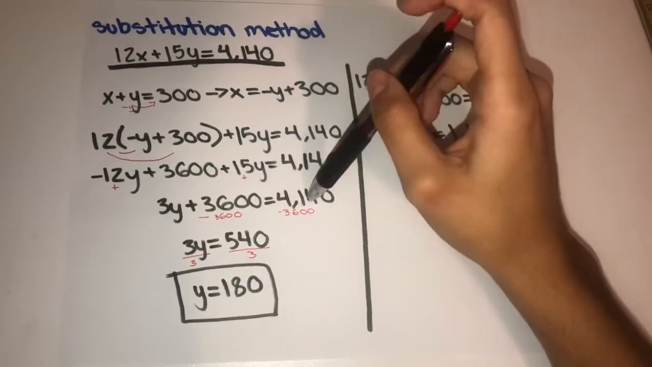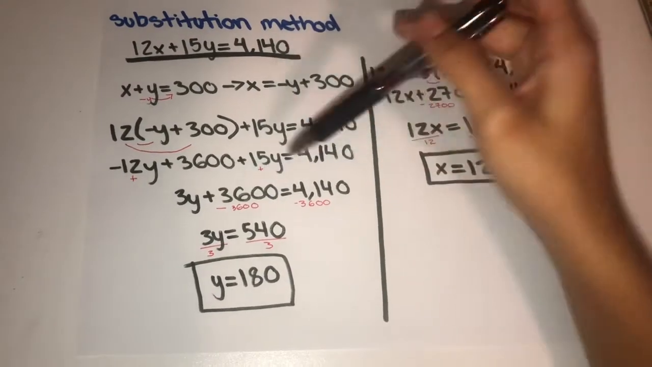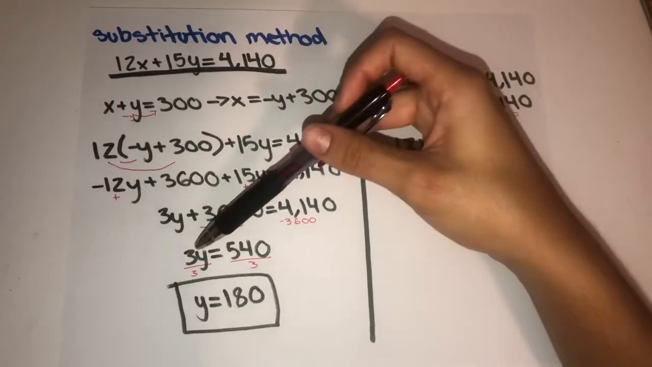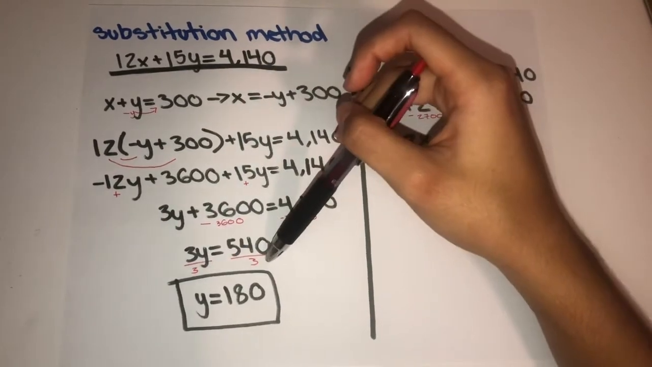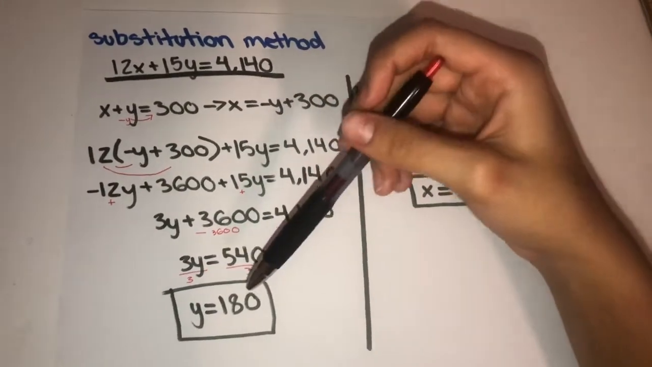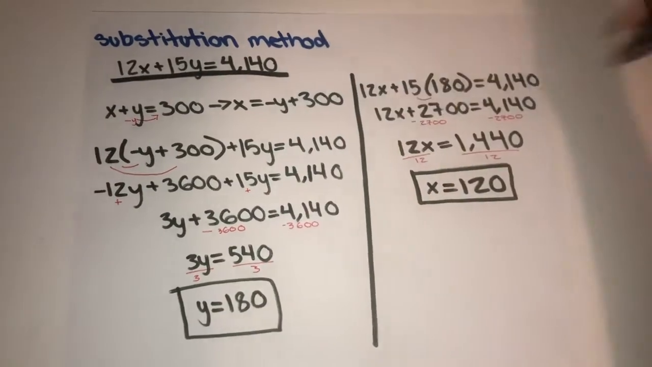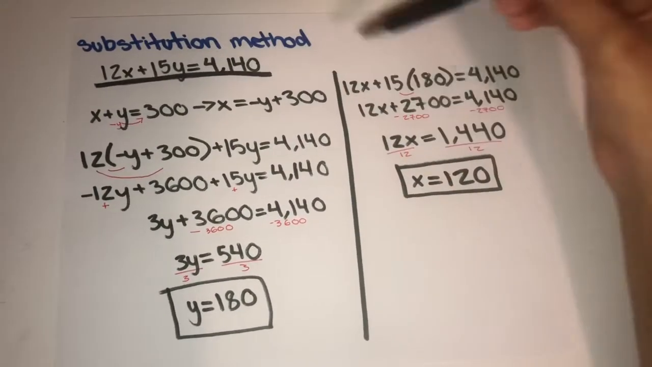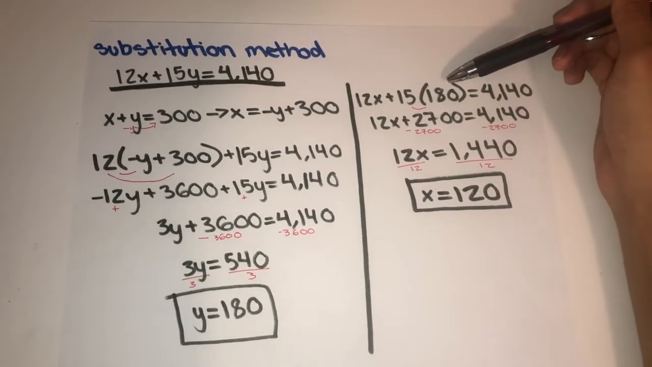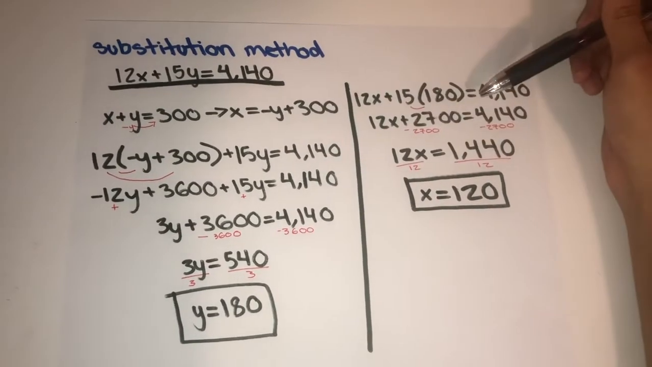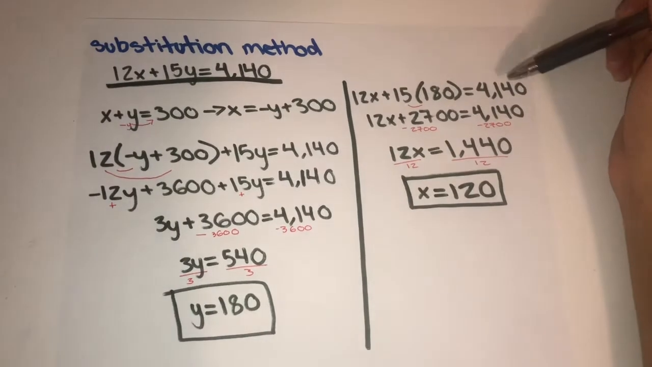So now we subtract 3,600 from both sides, and we get 3y equals 540, and then we divide both sides by 3, which gets us y equals 180. So now we get to plug this back in over here. So it's 12x plus 15 times 180, which is the y, equals 4,140.